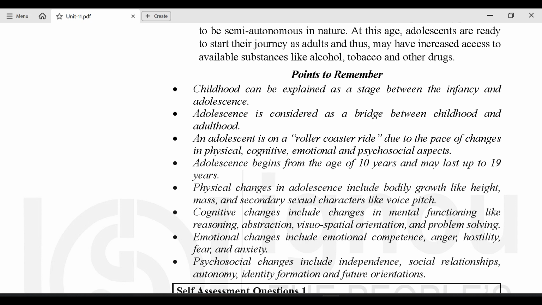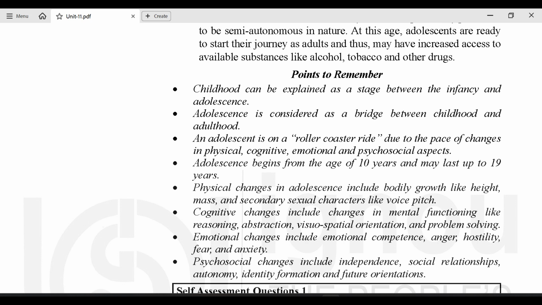Points to remember. Childhood can be explained as a stage between infancy and adolescence. Adolescence is considered a bridge between childhood and adulthood. An adolescent is on a roller coaster ride due to the pace of changes in physical, cognitive, emotional, and psychosocial aspects. Adolescence begins from the age of 10 years and may last up to 19 years.